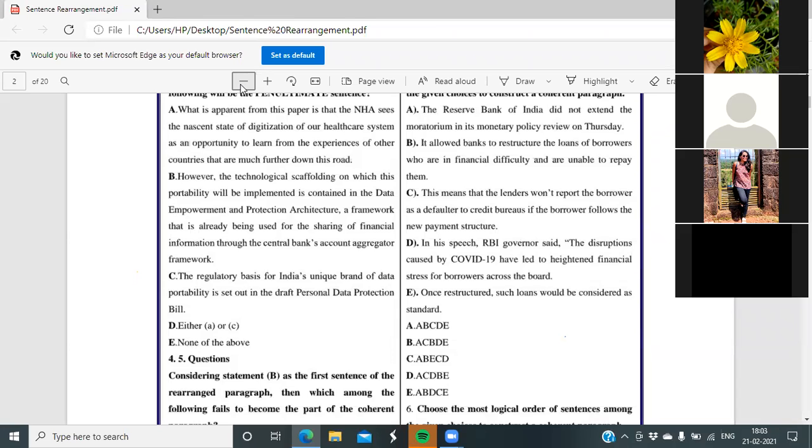The order is A, B, C, D, E. How can answer A be correct? Okay, see, A, B is fine. Then the third will be E, right? Because once restructured, such loans would be considered as standard. This will come below B because they are speaking about the loans. There should be a flow, right? They are speaking about the loans. That's the reason option E is after B.